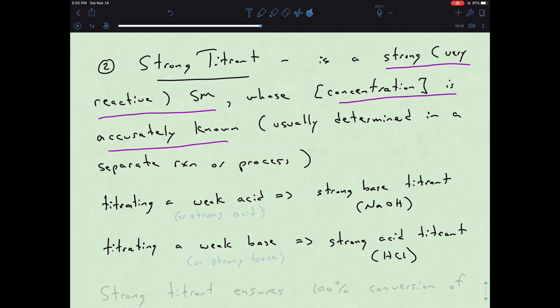Now I say titrating a weak acid or weak base, but realize that this could also be titrating a strong acid or strong base. So we're not limited to what we're titrating. What we are limited to is the actual titrant, which has to be strong to ensure that quantitative process.